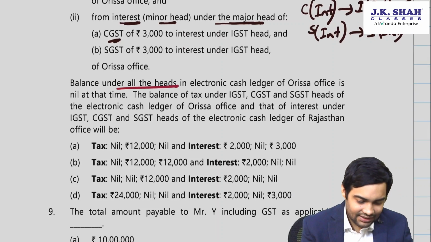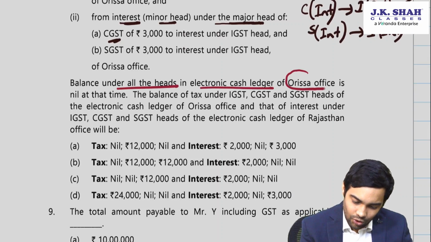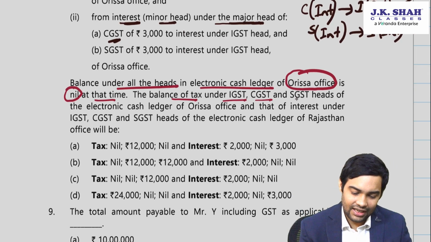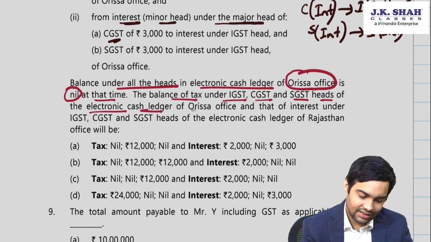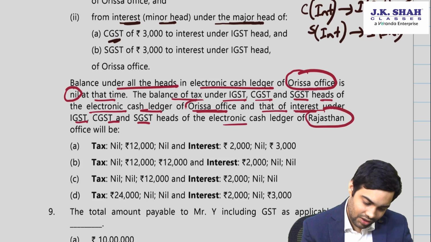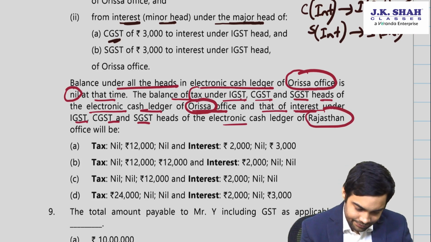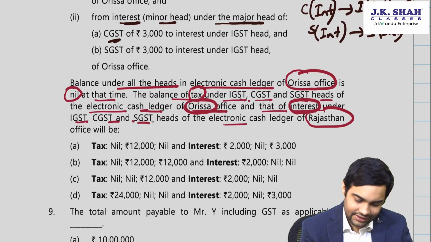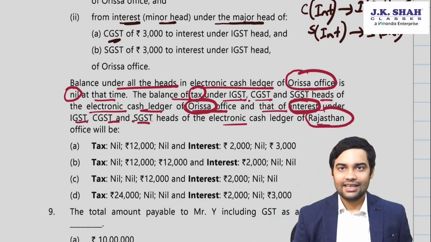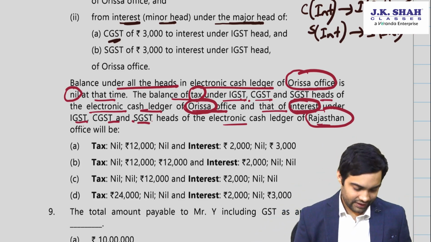Then they have asked, the balance under all heads of the e-cash ledger of the Orissa office is nil at that time. The balance of tax under ICS head of the e-cash ledger of the Orissa office and that of interest of ICS in the Rajasthan office. Careful. So one, they are asking what would be the balance of tax in ICS of Orissa and what would be the balance of interest of ICS in Rajasthan. We need to be very careful while reading the case study scenario relating to this point.